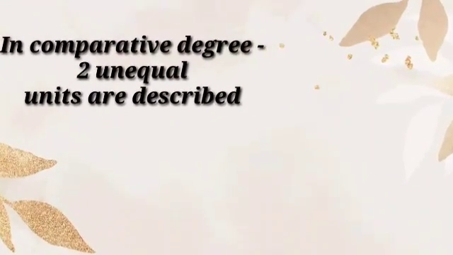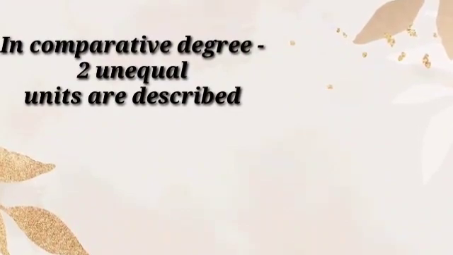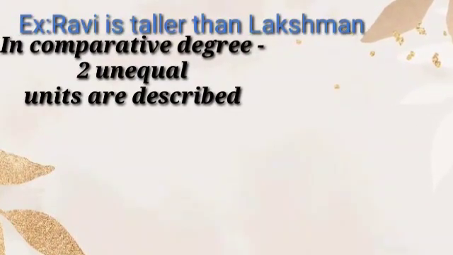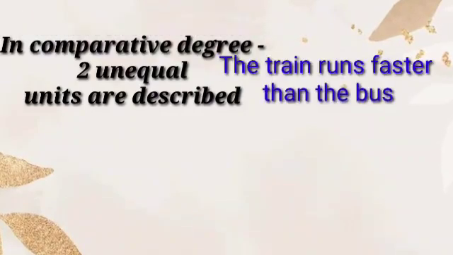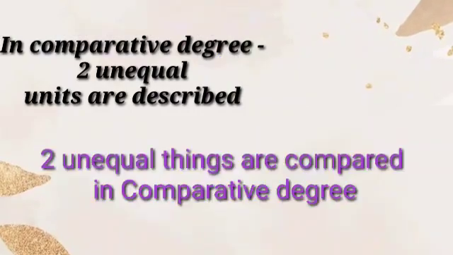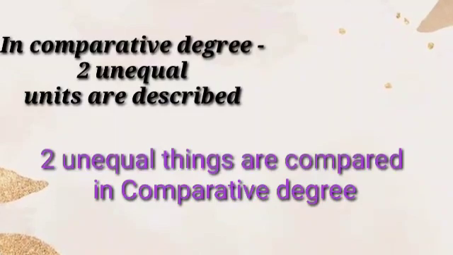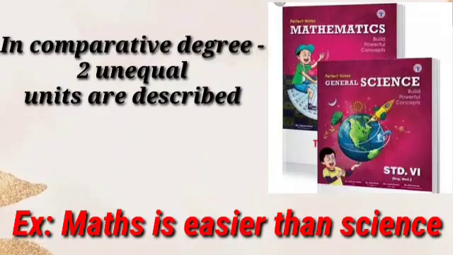Next one, comparative degree. It is used to describe two items, two persons or two groups. Ravi is taller than Lakshman. The train runs faster than the bus. When two unequal units in the quality are described, it can be said in comparative degree. Mathematics is easier than science.